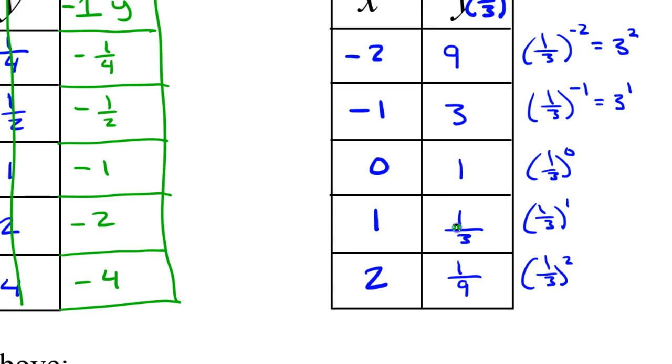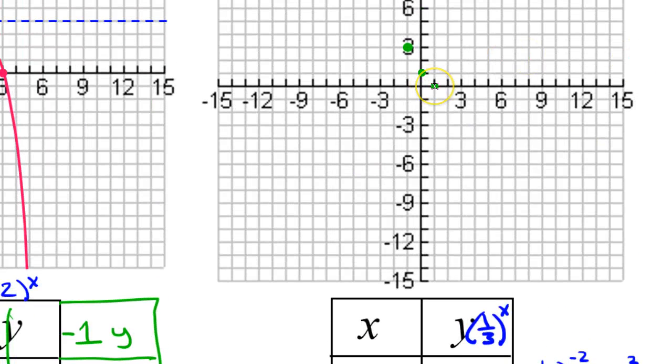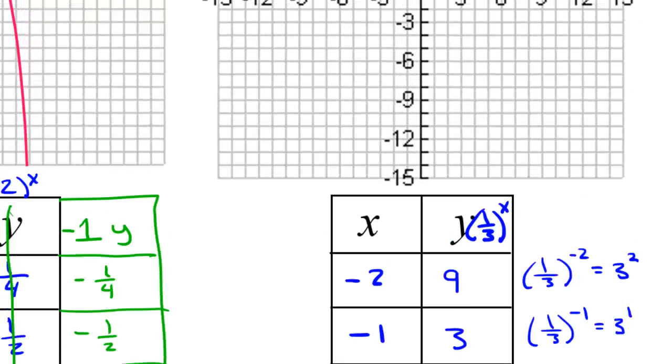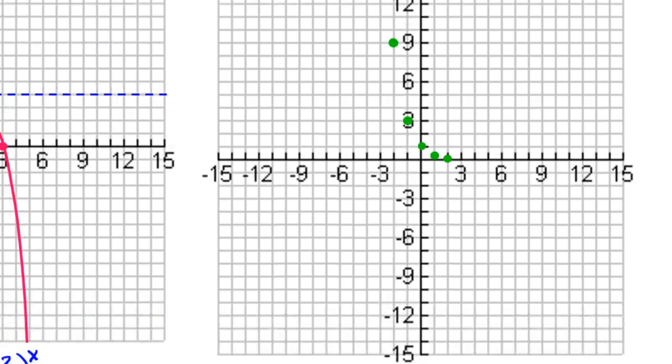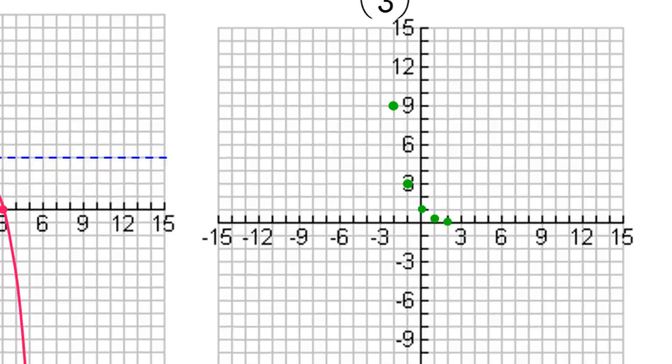And then 1 is 1/3. Okay, so at 1, 1/3 is just a little ways up. And then 2 is at 1/9. Now 1/9 is so tiny that it's going to appear to be on the line. Okay, but in your mind you just have to know it doesn't really touch. So those are the 5 values that we have to work with.